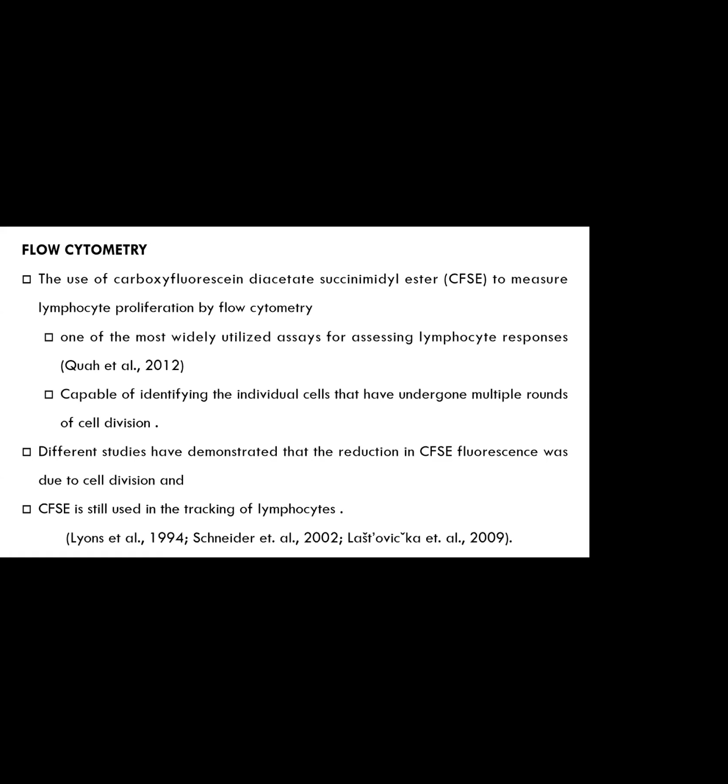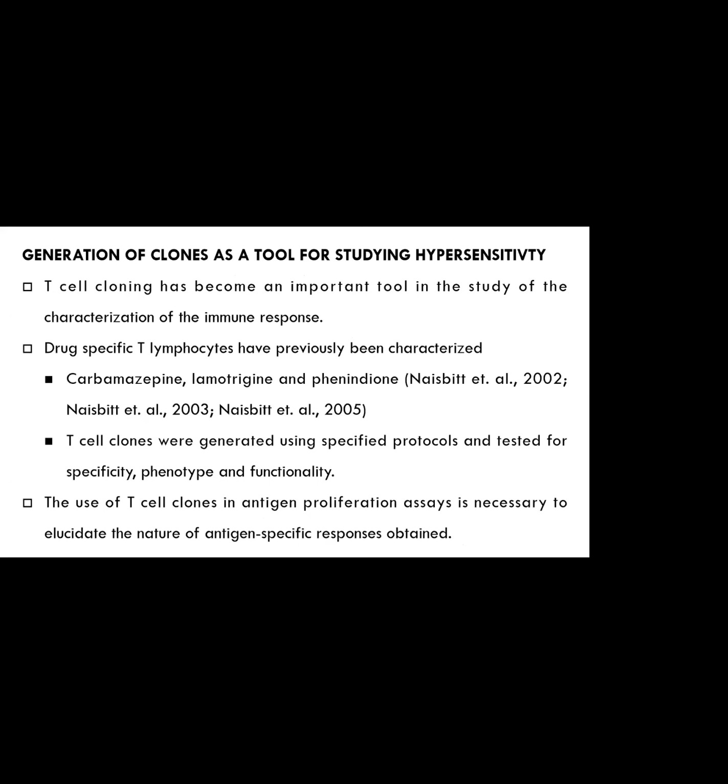So if a particular agent is able to reduce the fluorescence attributable to CFSE, then it gives us an indication that that particular agent is responsible for proliferation and could be responsible for the hypersensitivity reactions that we see. Currently, we still use CFSE in the tracking of lymphocytes.